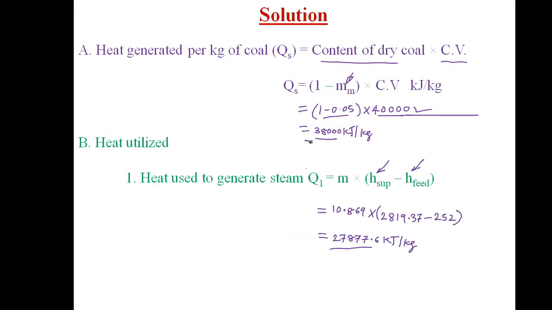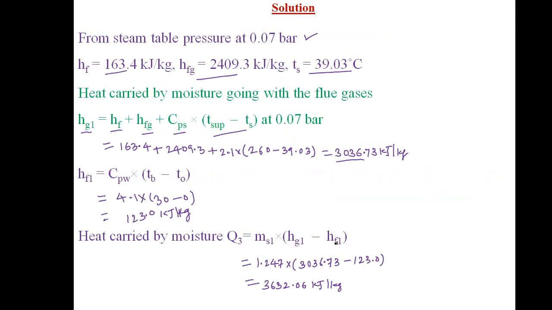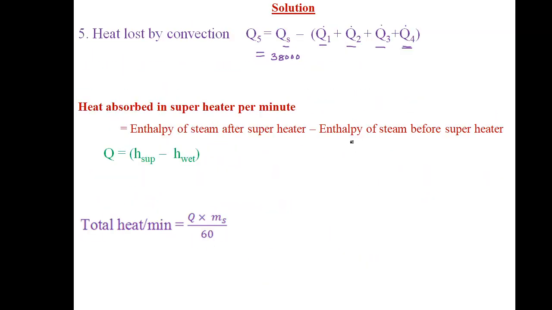So this is 38,000, QS is 38,000, and Q1 is 27,877.6. 27,877.6 minus 27,877.6 plus Q2 amount of heat. This is the amount of heat taken by steam, then amount of heat carried along with the flue gases.